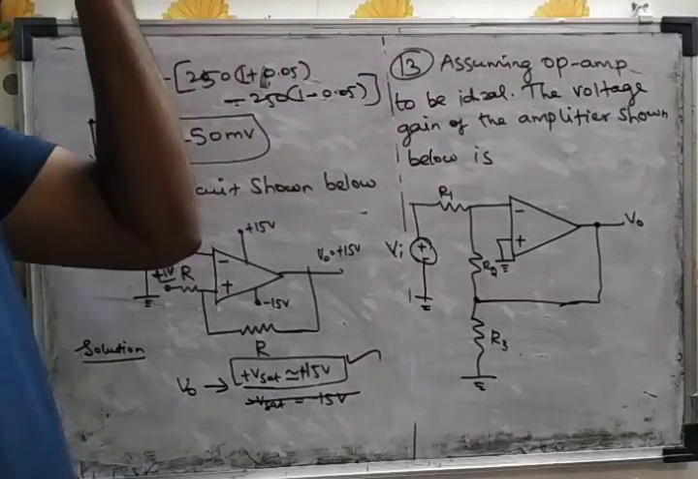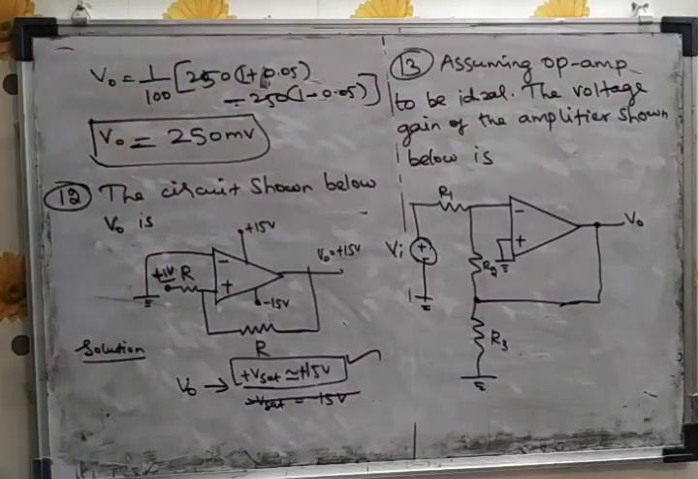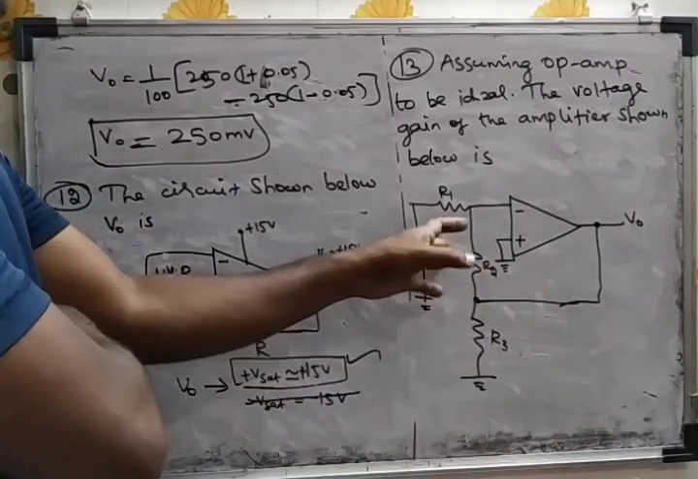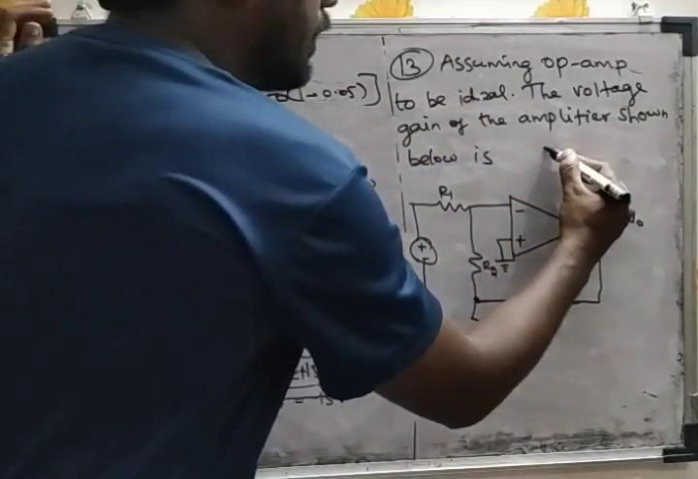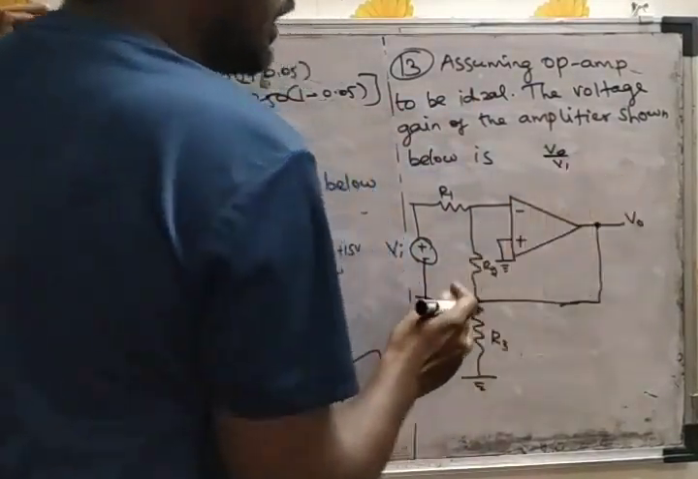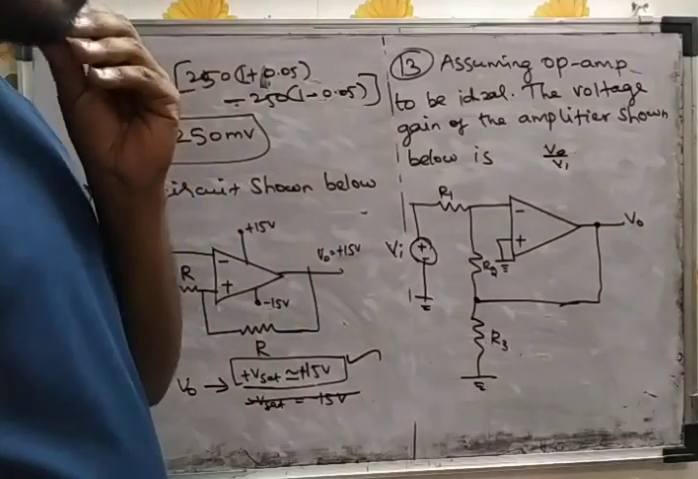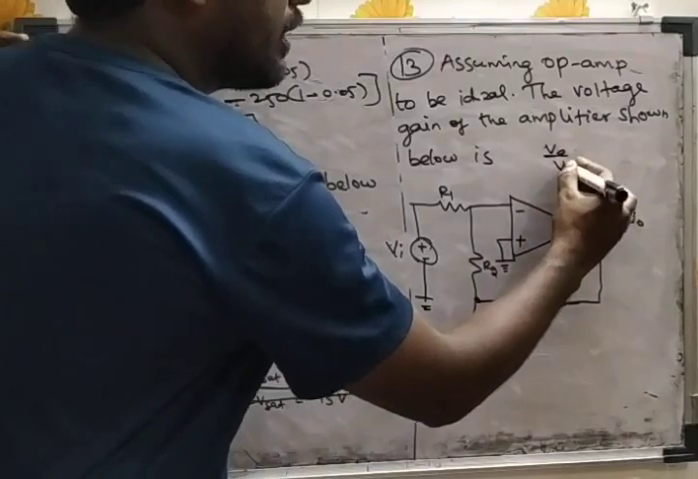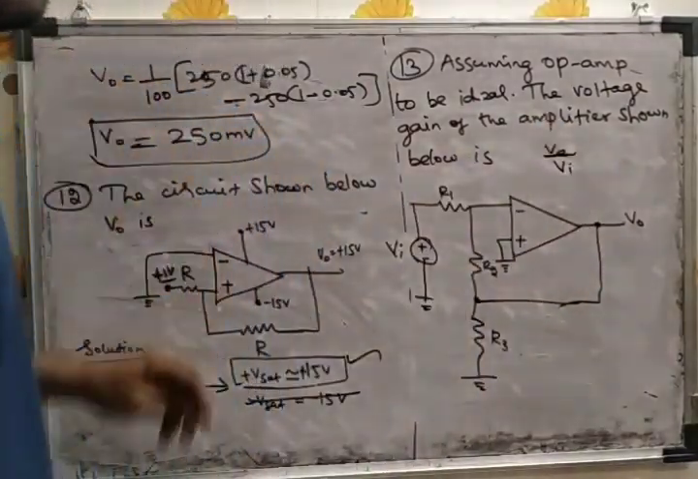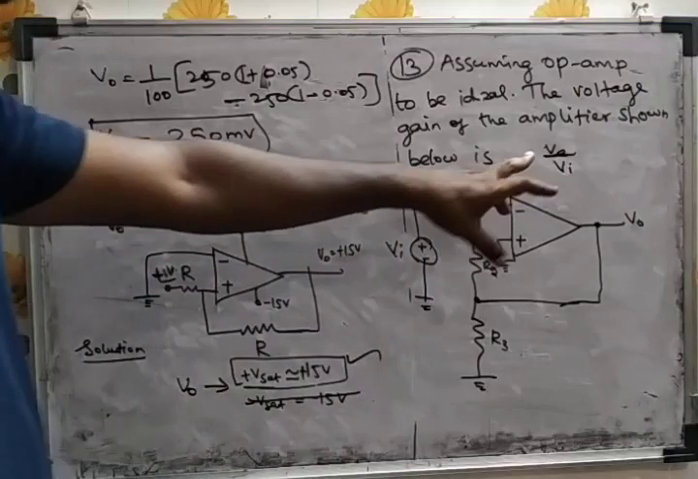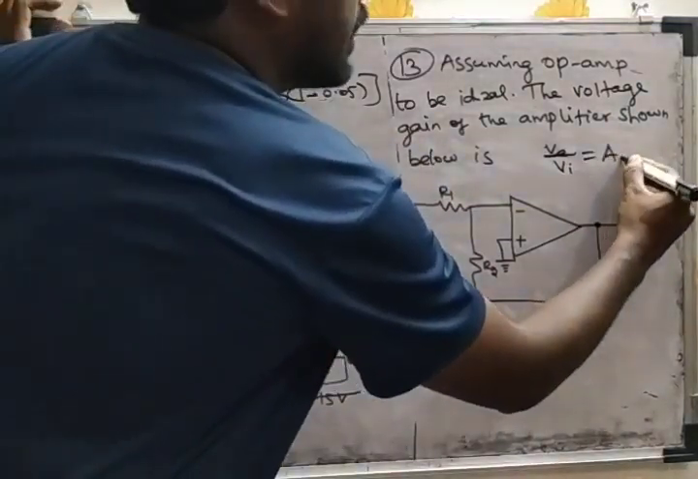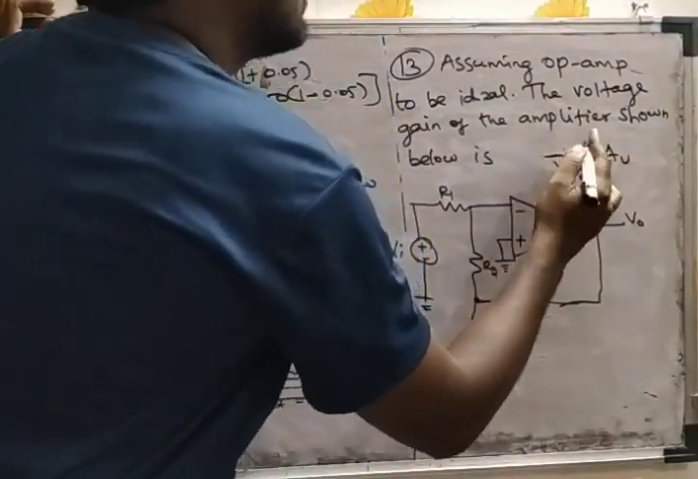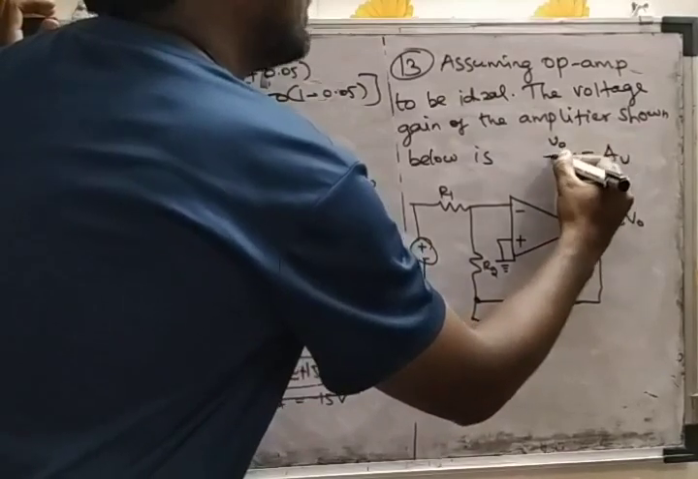Assuming the op-amp to be ideal, find the voltage gain of the amplifier shown below. For this circuit, you have to find the voltage gain, which means you have to find V0 by VA. Here you only have resistance values, so you just analyze in the time domain only. So you have to find the voltage gain V0 by VA.